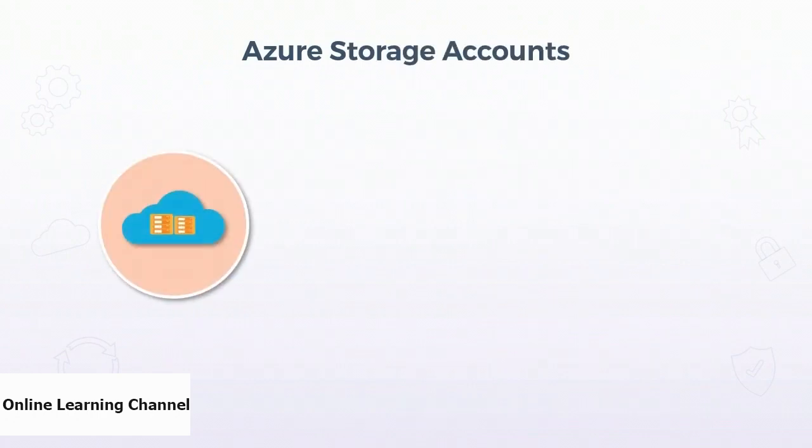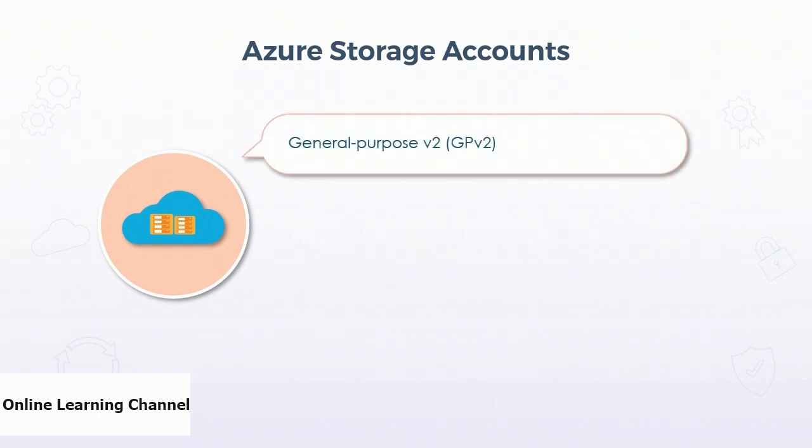Now, Azure storage accounts also come in 3 different versions. The first and current version is General Purpose v2 or GPv2. GPv2 includes all of the data services like blobs, files, queues, and tables, and it supports all of the latest features for each of those services. It's also been optimized to deliver the lowest cost per gigabyte usage.